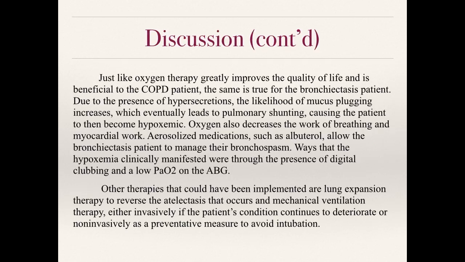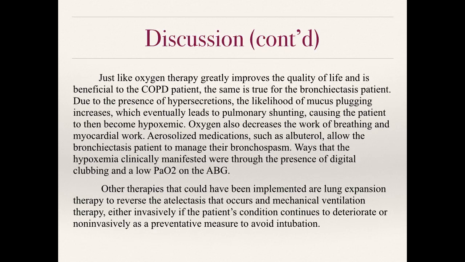Just like oxygen therapy greatly improves the quality of life and is beneficial to the COPD patient, the same is true for the bronchiectasis patient. Due to the presence of hypersecretions, the likelihood of mucus plugging increases, which eventually leads to pulmonary shunting, causing the patient to then become hypoxemic. Oxygen also decreases the work of breathing and myocardial work. Aerosolized medications, such as albuterol, allow the bronchiectasis patient to manage their bronchospasm.